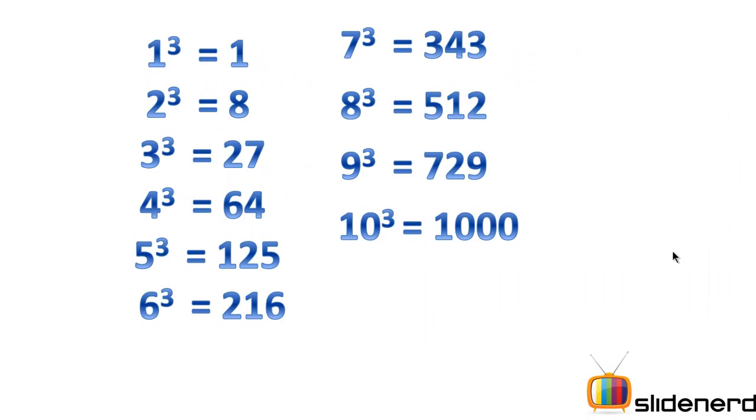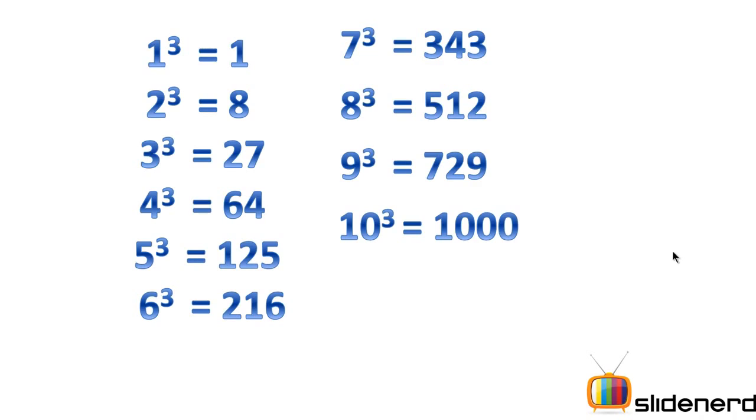Before we go ahead with how you actually find a cube root, let's have a look at the basic cubes of numbers from 1 to 10. So 1 cube is 1, 2 cube is 8, 3 is 27, 4 is 64, 5 is 125, 6 is 216, 7 is 343, 8 is 512, 9 is 729, and 10 is 1000.